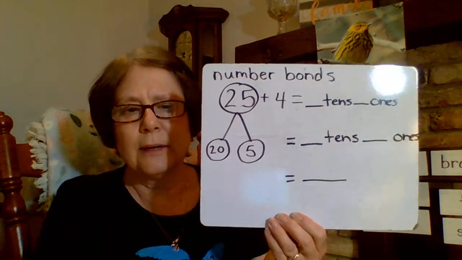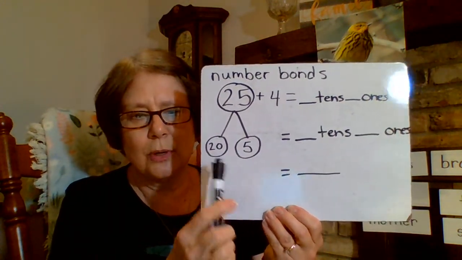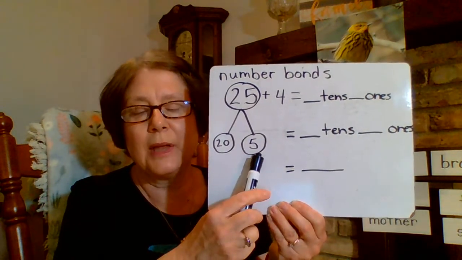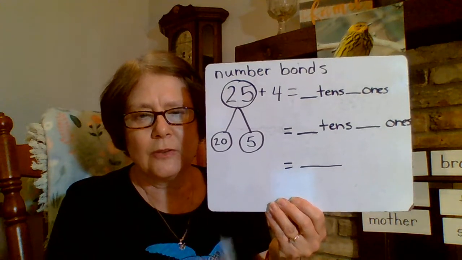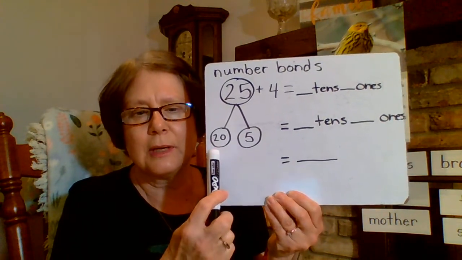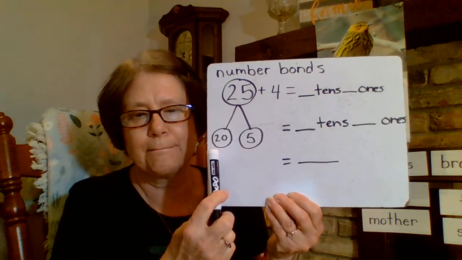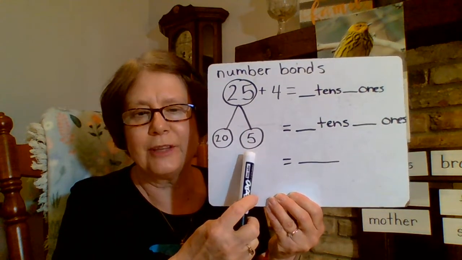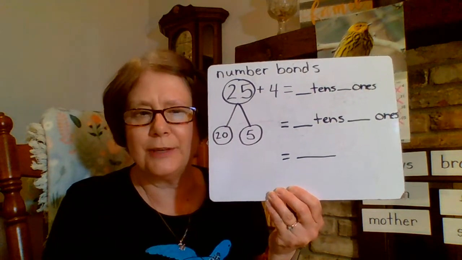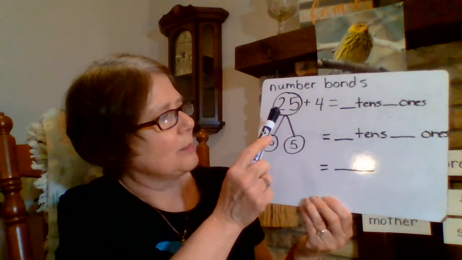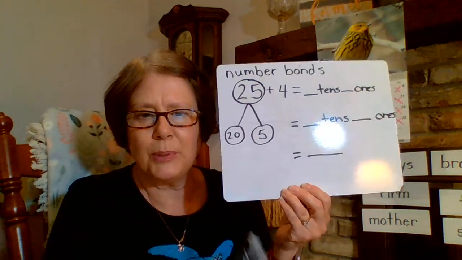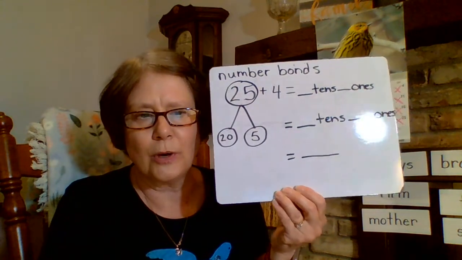And then we're going to break that number into two smaller numbers, the tens and the ones. So we notice in the number 25, there's two tens, and two tens equals 20. And then there's 5 left over. 20 and 5 is 25. Now our math sentence says 25 plus 4. So we're going to take that big number and we're going to add 4 more.